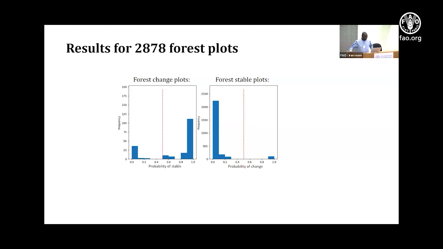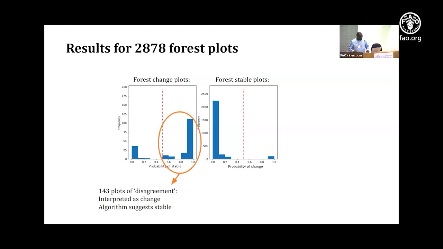As you can see from the results that we had as forest plots, there's only a few change, where there's a lot of stable plots that is confirmed also by the algorithm, and rather the higher disagreements between what we classified as forest change and what the algorithm stated. But for all of this, 114 plots of disagreement compared to the 143 disagreements on what we classified as change and what the algorithm rather said is stable. And this will rather bring down the points that we had to reinterpret, even though we would have gone ahead to look at all of these points again.